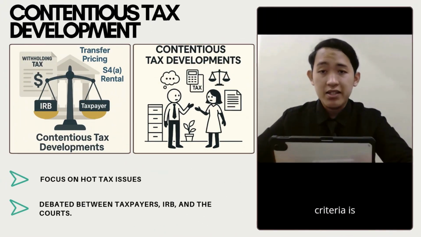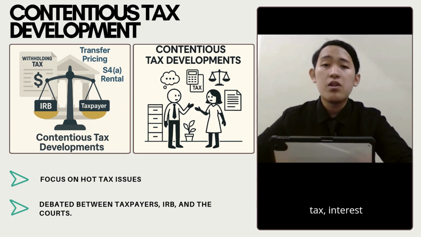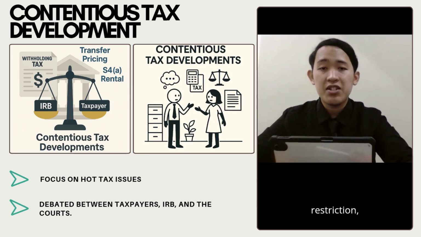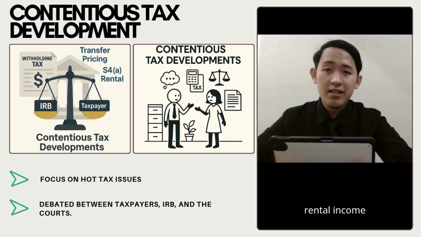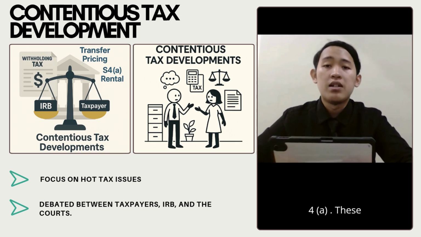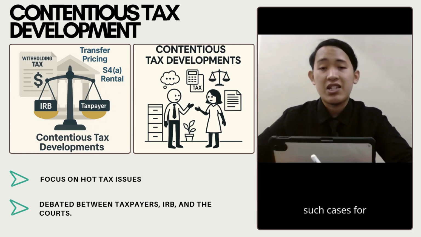Another selection criteria is contentious tax development. These are hotly debated issues such as transfer pricing, withholding tax, interest restriction, reimbursement allowance, and rental income under Section 4A. This often involves subjective interpretation, leading to potential disputes. As a result, the IRB prioritizes such cases for audit.